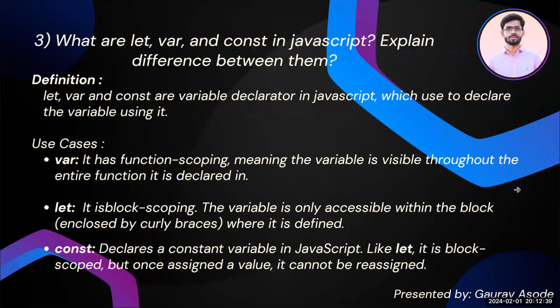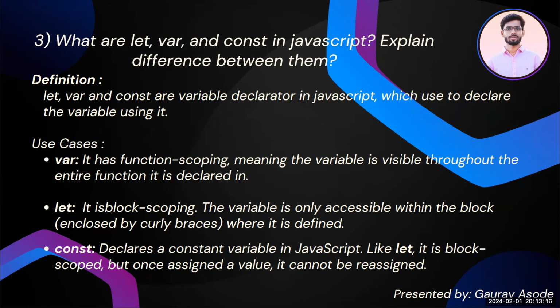The third question is, what are let, var, and const in JavaScript? Explain the difference between them. The definition is that let, var, and const are variable declarators in JavaScript, which are used for declaring variables. Whenever we declare a variable, for example, name equal to Goro, we can declare it with the help of let, var, and const.